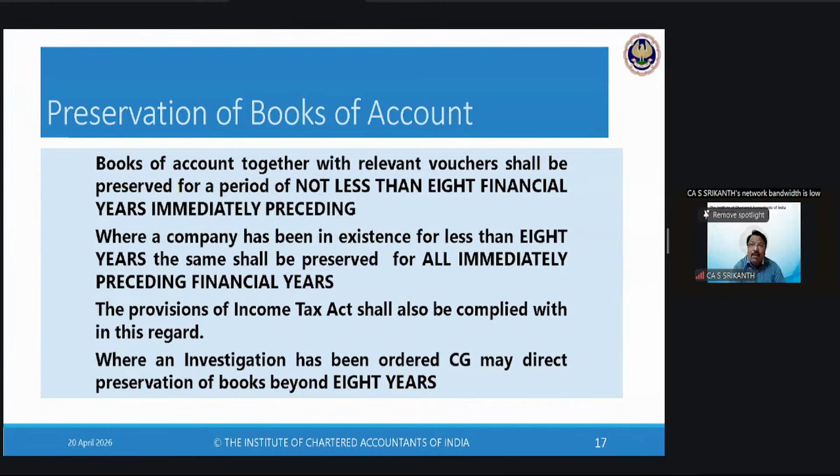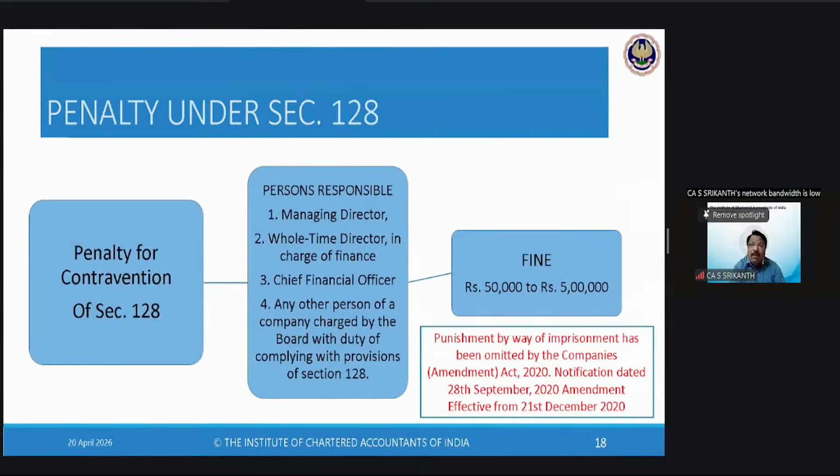Sometimes, in the case of non-profit Section 8 companies, you might have an income and expenditure account instead. There is also something called the cash flow statement, which is to be prepared, but certain companies are exempted. Cash flow statement is exempted for an OPC, one person company, small company, government company, and private startup. Please note, my dear friends, not any private company.